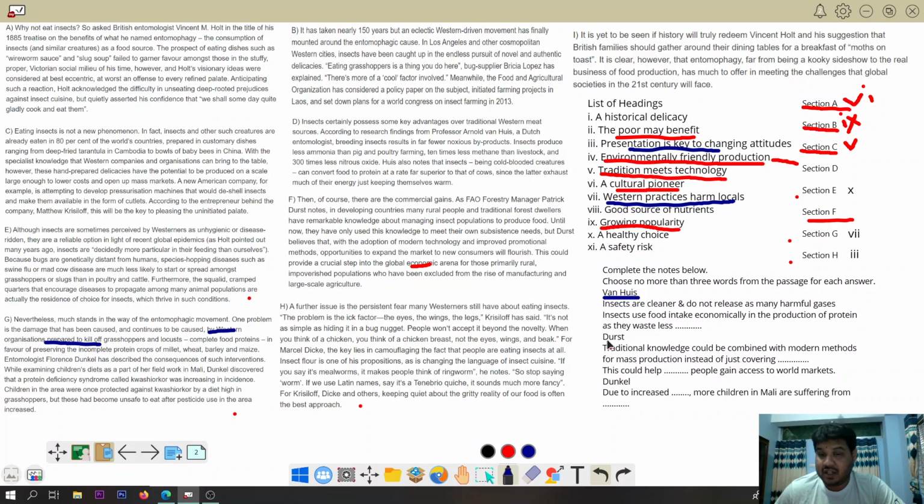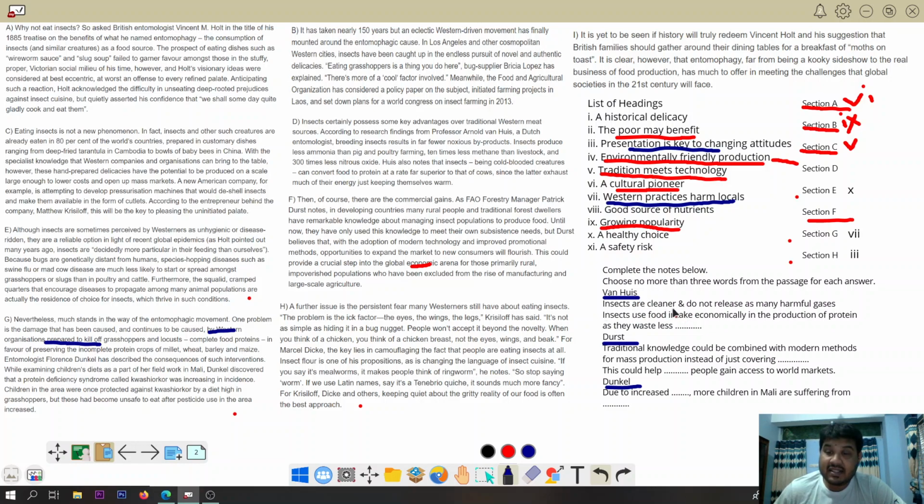For example, Van Huis, we read about him. We have Durst, we have Dunkel. If we can locate these names, it becomes much easier for us to locate where the information is. Because it makes it easier for us to find, we can just scan the whole passage. We don't even need to read the whole passage. We can just scan for that particular word. If we go through each and every paragraph, wherever we come across this word Van Huis, we can stop there and start looking at the answers.